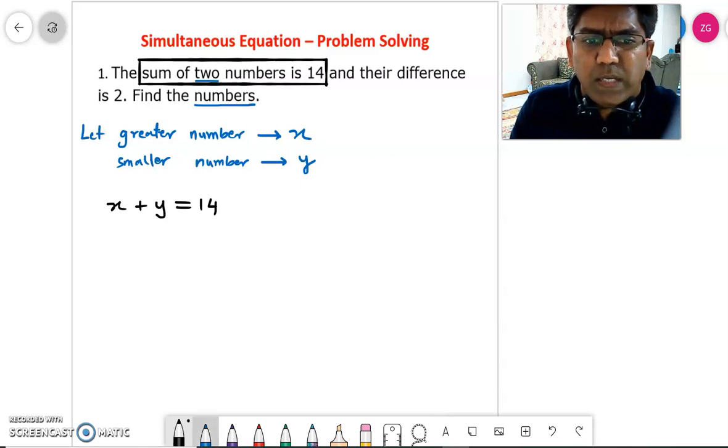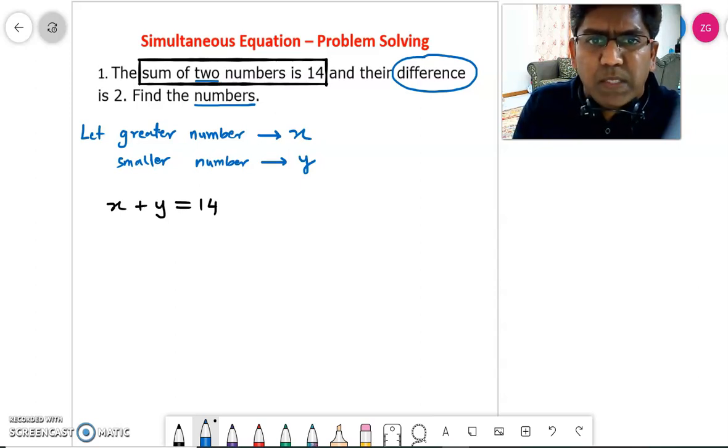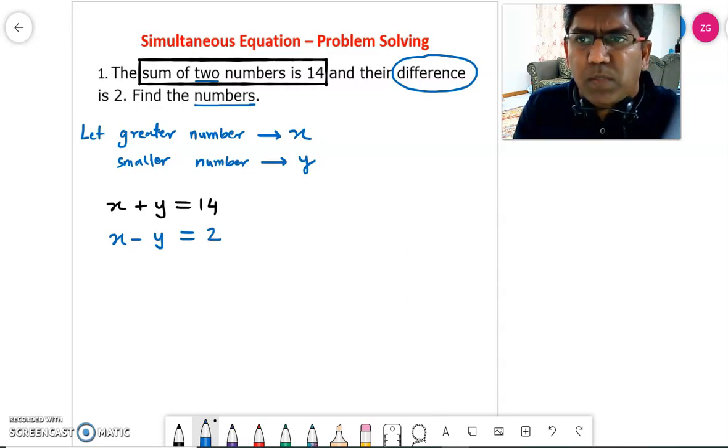Now let's have a look at the second condition. It says the difference is 2. The word difference means you need to subtract the first and the second one. So big number minus the small number is the difference. Big number is x, the small number is y. So when I subtract big minus small, the result is 2. So we have framed two equations based on the two conditions given in the question.